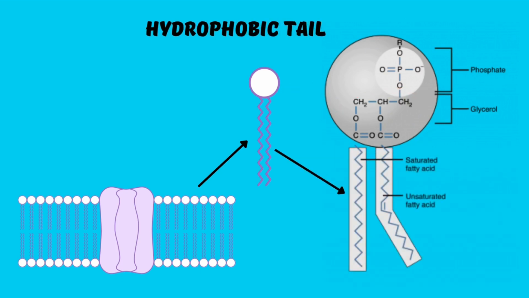The hydrophobic tails of phospholipids consist of two long hydrocarbon chains, typically composed of fatty acid molecules. These hydrocarbon chains are nonpolar and lack charged groups, making them repel water, so they are hydrophobic.